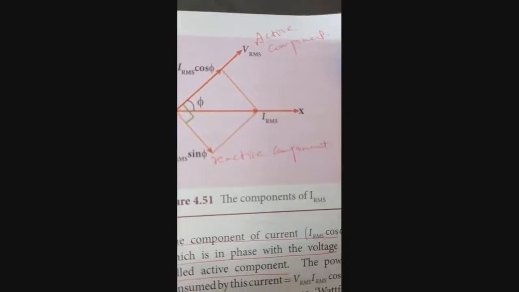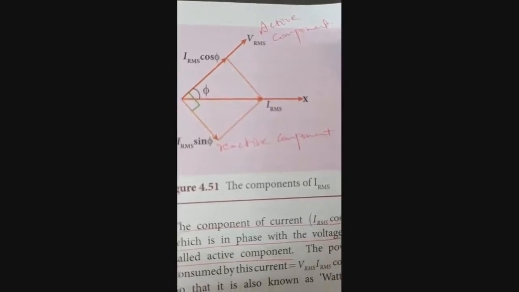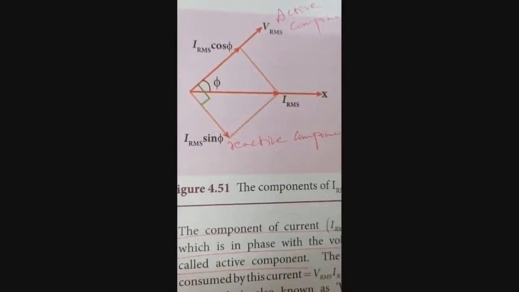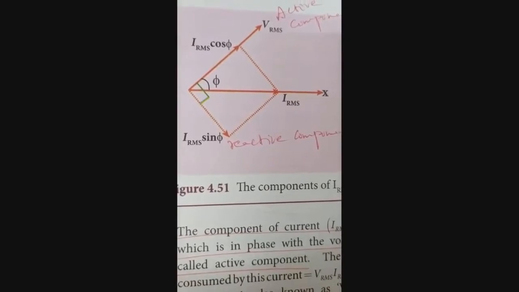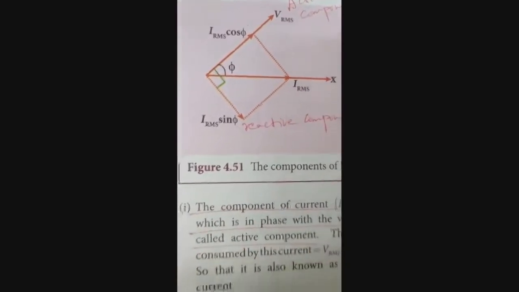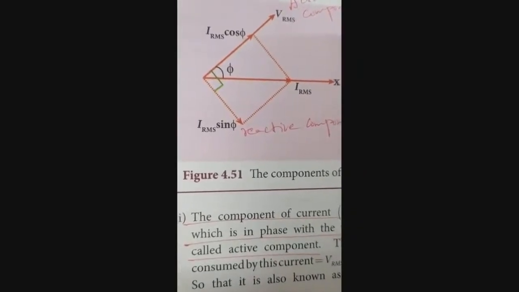So in this diagram, you have 2 components, active component and reactive component. The active component is wattful current, and the reactive component is wattless current. Wattless current means the angle becomes 90 degrees. So here the angle between the voltage and Irms sin phi becomes 90 degrees, and so the power factor will become 0, and so the power will become 0. So wattless current means the power consumed by the circuit is 0.